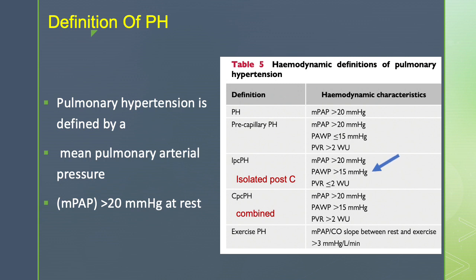And there's one more terminology added to it, which is unclassified pH, and it's not in the table given here, where the parameters are not in accordance with this. So patients who will have a high mean pulmonary artery pressure, but they would have a lower resistance, and even the pulmonary artery wedge pressures will not be high. So this is kind of not fitting anywhere, and they call it unclassified.